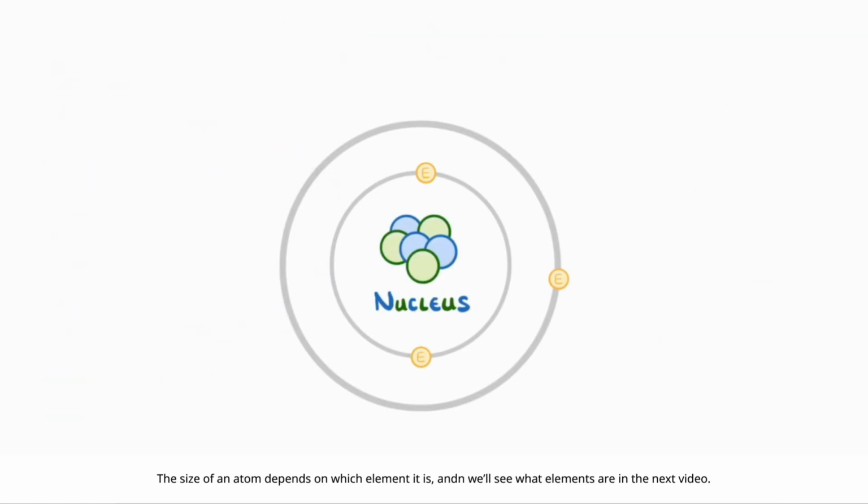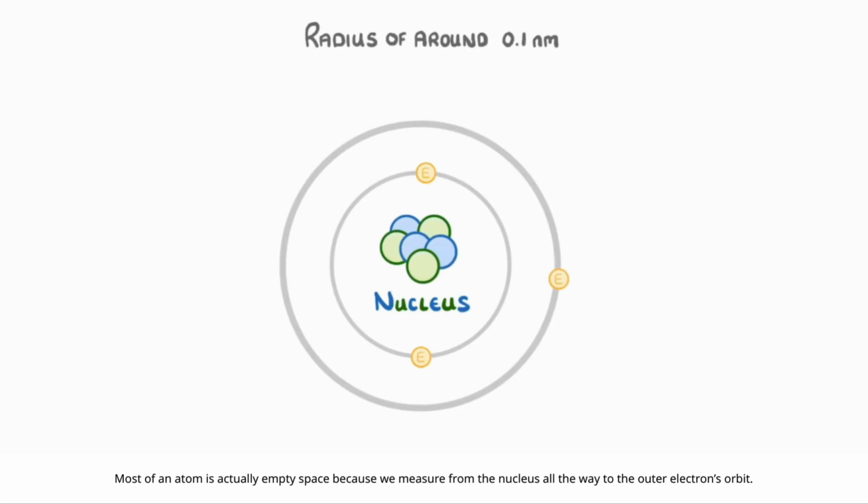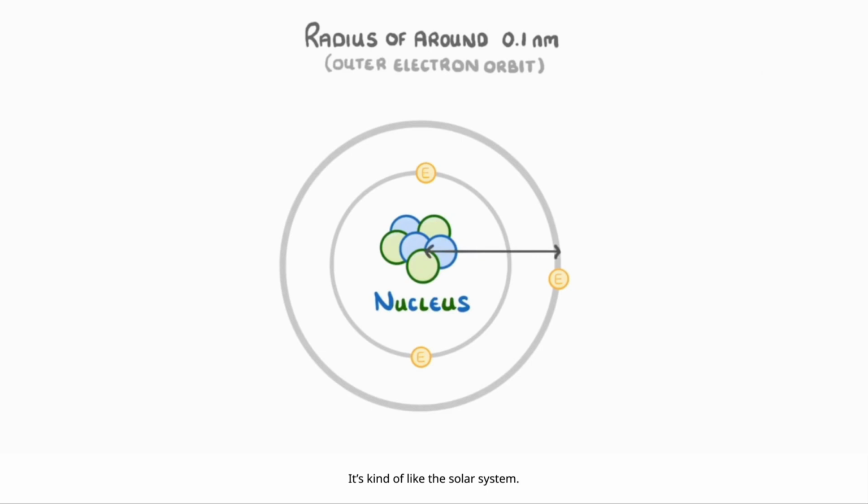The size of an atom depends on which element it is, and we'll see what elements are in the next video, but basically they are the different types of atoms. In general, we can say that atoms have a radius of around 0.1 nanometers. Most of an atom is actually empty space because we measure from the nucleus all the way to the outer electron's orbit. It's kind of like the solar system. You have one big thing in the middle and lots of smaller things orbiting it. But between these things is mostly empty space.